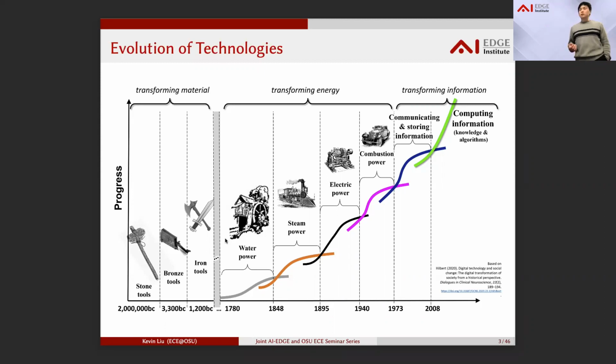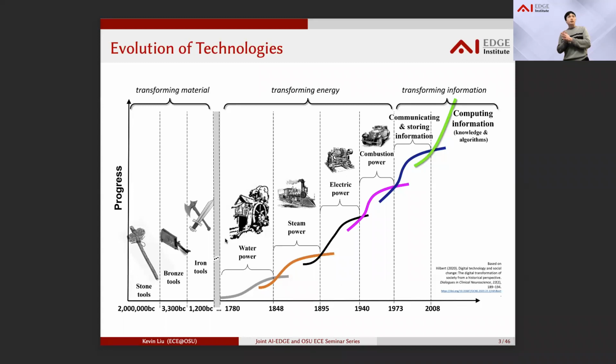And then of course, things get very slow until around the 1770s, 80s, when we enter the industrial revolution. This age is all about transforming energy. Now instead of using our muscle, we leverage all kinds of machines. And all the way up to the 1970s, with the advancement of computers, and particularly personal computers, we entered the age of transforming information. This is still ongoing up to right now.